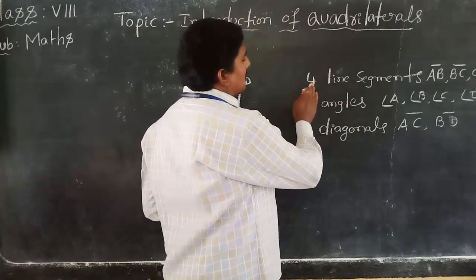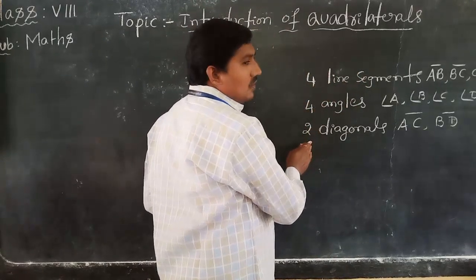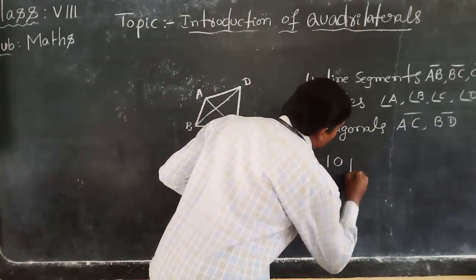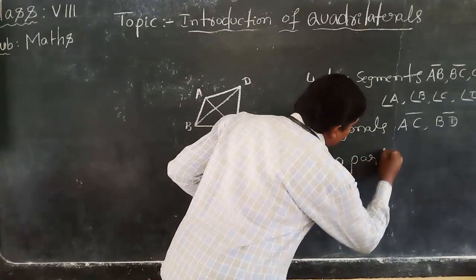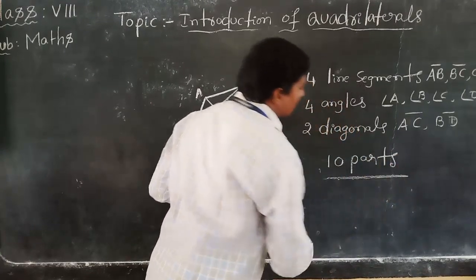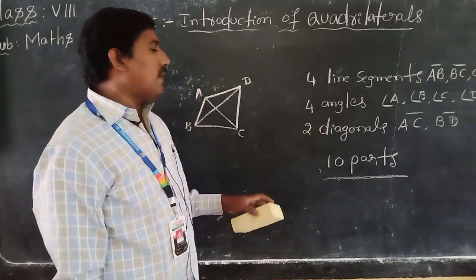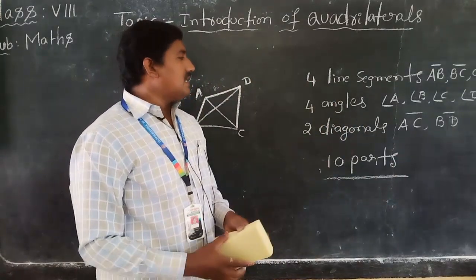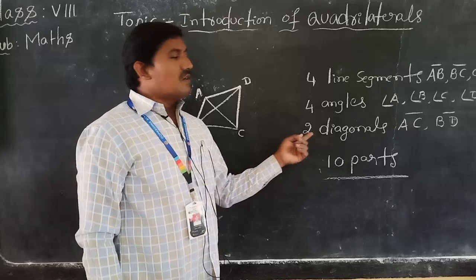4 line segments, 4 angles, 2 diagonals. Total 10 parts. In a quadrilateral we have how many parts? Total 10 parts, neglecting vertices: 4 line segments, 4 angles, 2 diagonals.